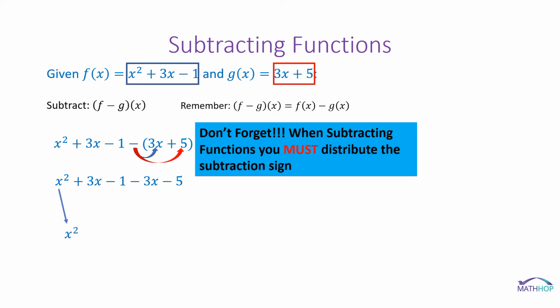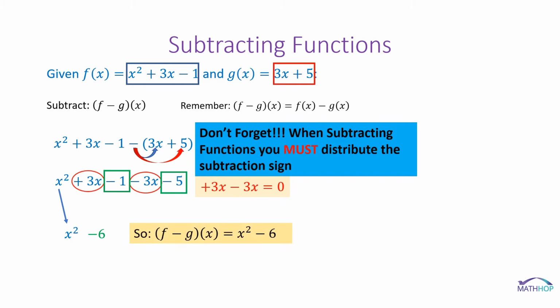Again, x squared has nothing to pair with, so x squared comes down. Let's look at our x terms. We have a positive 3x and a -3x. 3x minus 3x is 0, so they cancel out. There's nothing to write there. Let's look at -1 minus 5, or -1 plus -5, however you think about that. It's going to give you -6.